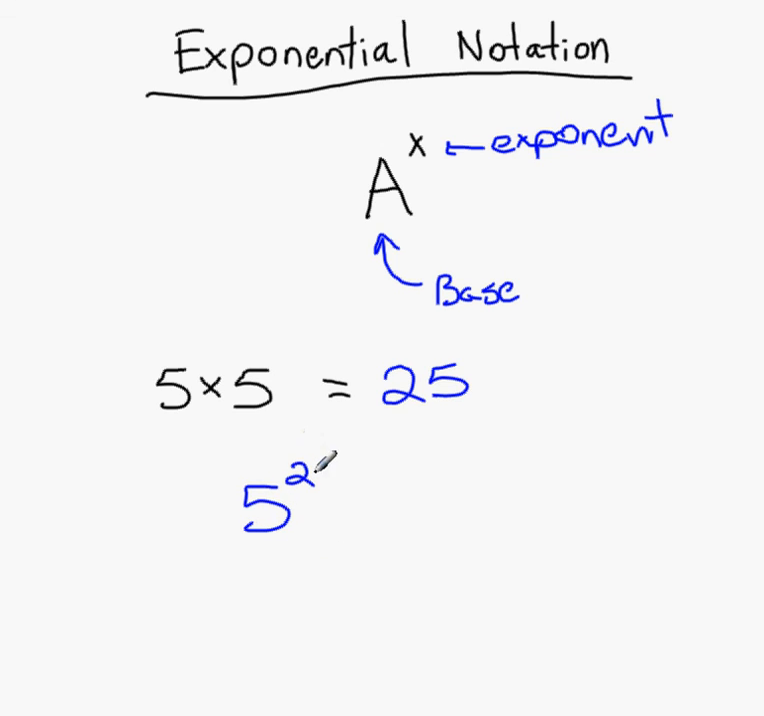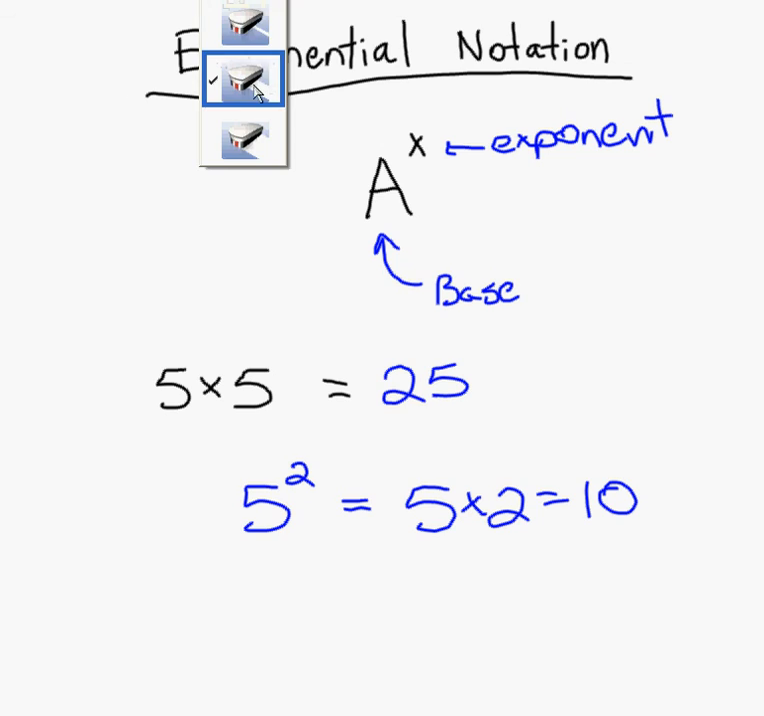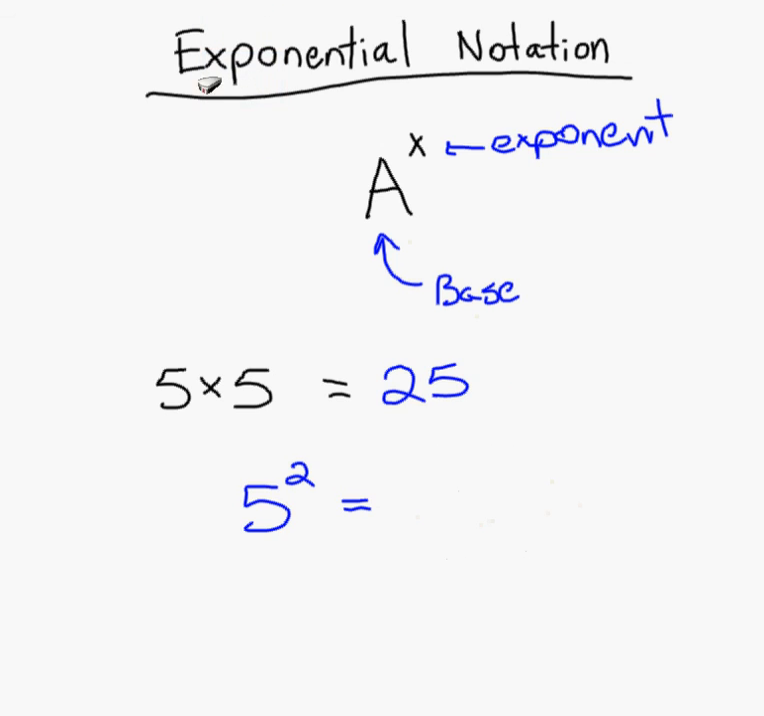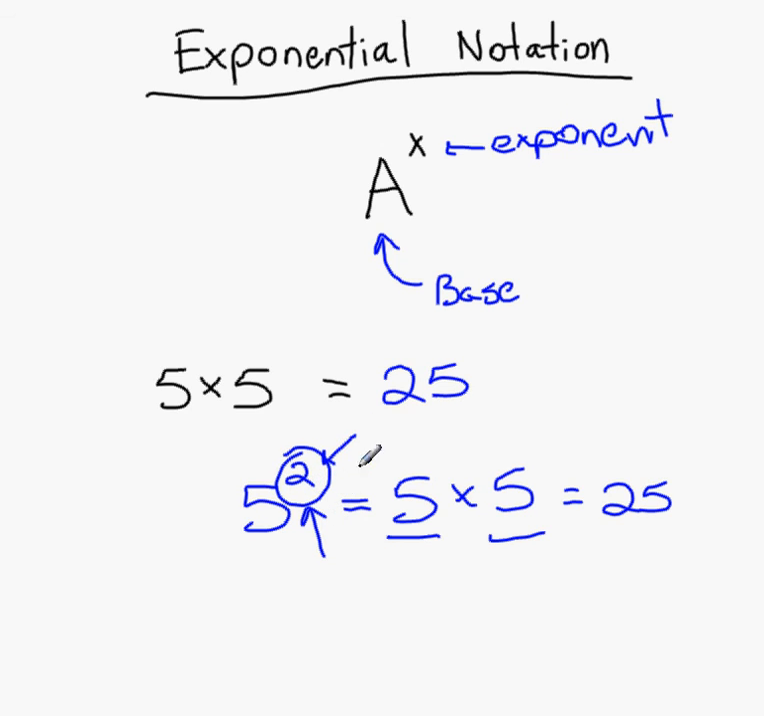Now here's the bad thing. A lot of kids will see this and think in their brain that that means 5 times 2, and they are going to say the answer is 10. But that is not correct. What you have to understand is this is 5 times itself 2 times. There's 1 5, 2 5s, an exponent of 2. And that's 5 times 5 equals 25. All we're worried about for right now is an exponent of 2. Later on, we'll see bigger exponents, but that's not our concern at this moment.